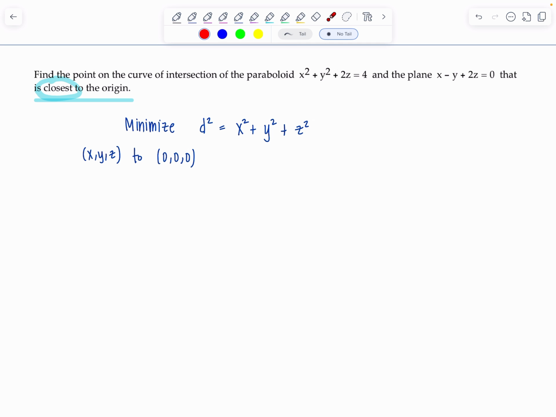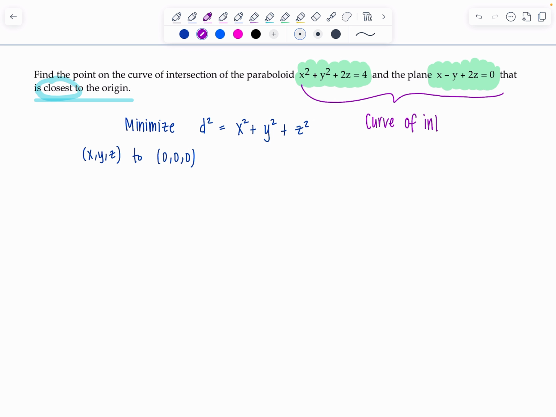But I pointed out a little shortcut to my class, and I will tell it to you too. Notice here, if I first set up and find the curve of intersection, I can actually reduce how many variables there are in the problem, and it will make solving it so much easier. So let's actually find the curve of intersection.